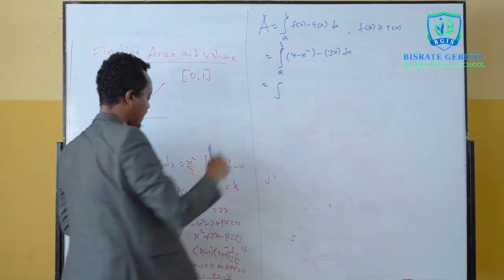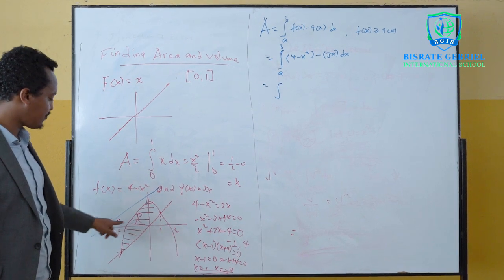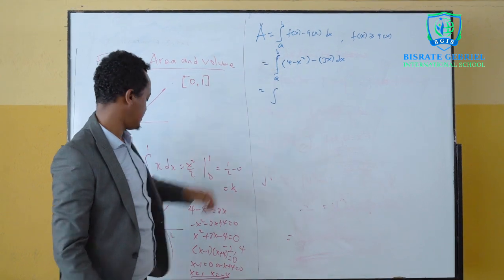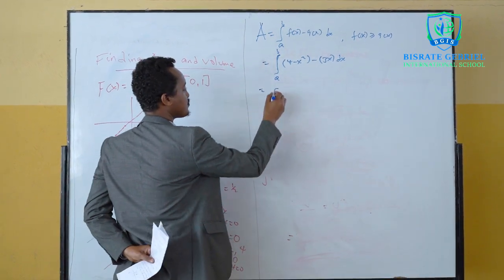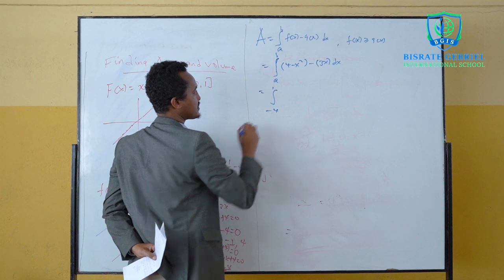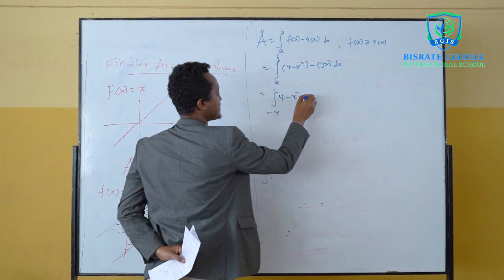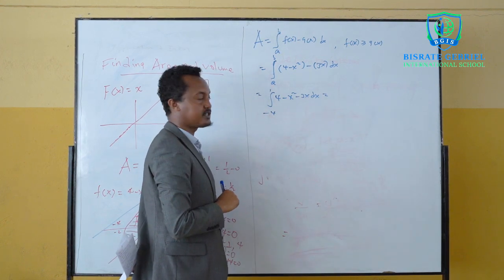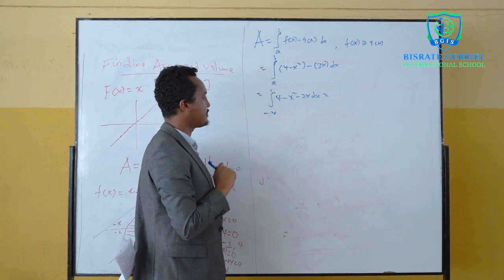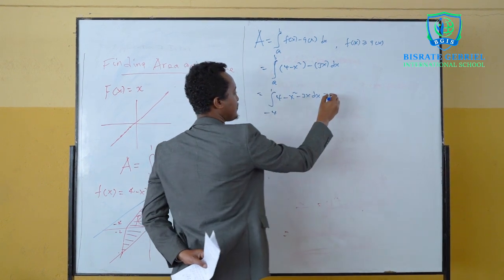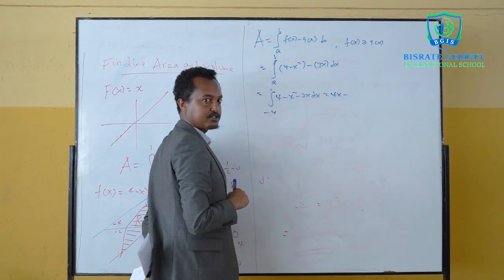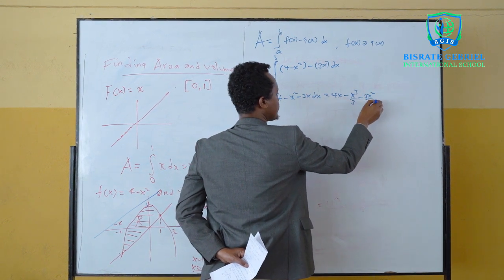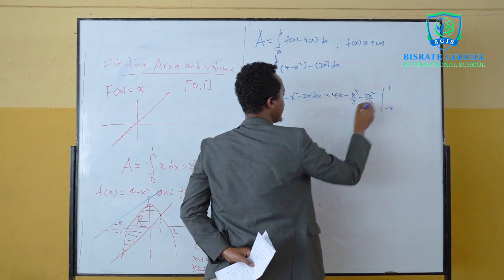We have taken these points, from minus 4 up to 1. So for this a to b, the lower limit is minus 4 and the upper limit is 1. Now we simplify this function, 4 minus x squared minus 3x. It's a polynomial function, so integrating it is very easy and we use the basic rule. The integration of 4 is 4x, minus the integration of x squared, which is x cubed over 3, minus 3x squared over 2, evaluated from minus 4 up to 1.